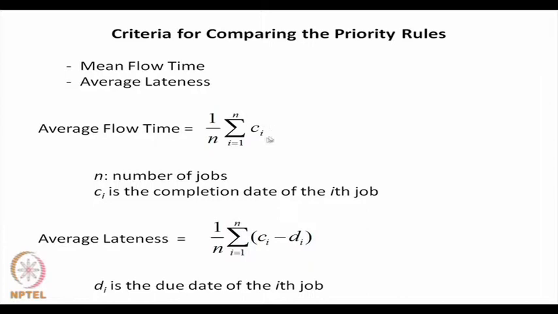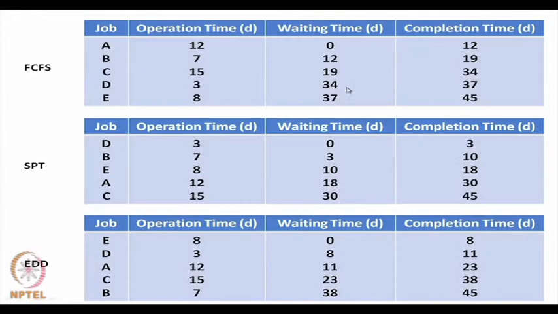Completion time means the time at which the particular ith job is completed. So, Ci is the completion date of the ith job. The second criterion which is used is the average lateness. If the completion time is known and the expected delivery date is known, the difference is the lateness of that job. So, the average lateness is 1 upon n. These two criteria let us see which of these three priority rules is better.